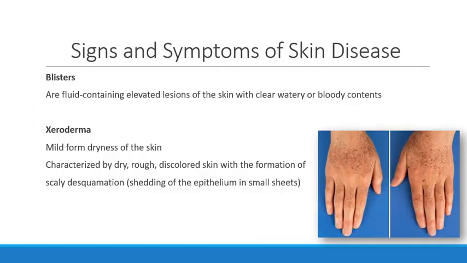Blisters, fluid containing elevated lesions of the skin with clear, watery, or bloody contents. Xeroderma, this is a mild form of dryness of the skin, characterized by dry, rough, discolored skin with the formation of scaly desquamation. So basically the shedding of the epithelium in small sheets.